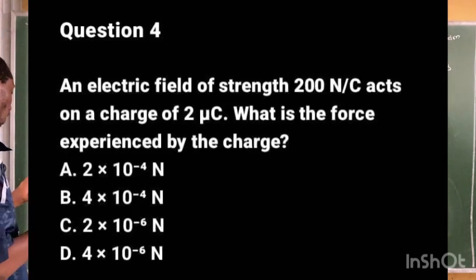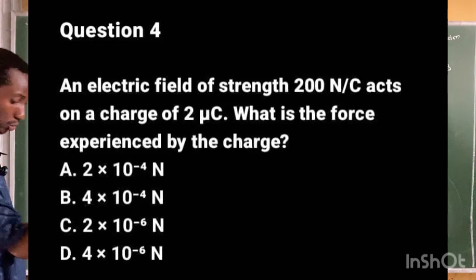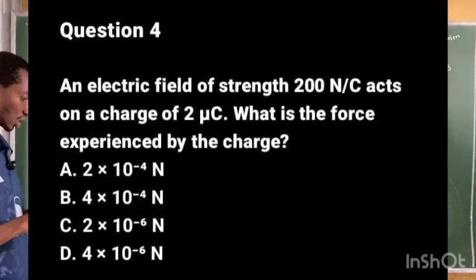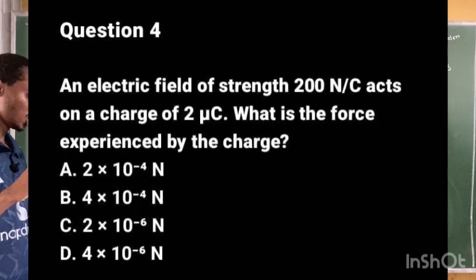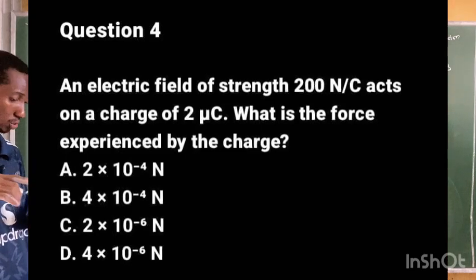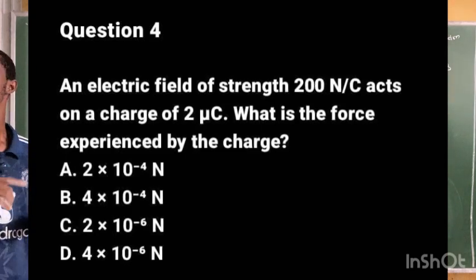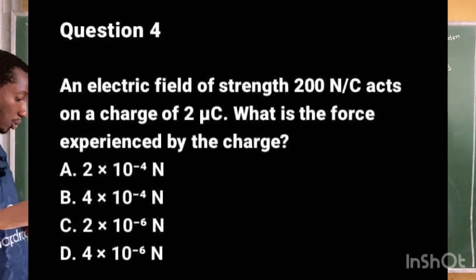They gave us option A to be 2 times 10 raised to the power minus 4 newtons. B is 4 times 10 raised to the power minus 4 newtons. C is 2 times 10 raised to the power minus 6 newtons. And D is equal to 4 times 10 raised to the power minus 6 newtons.